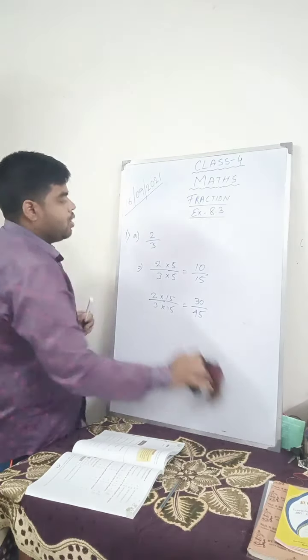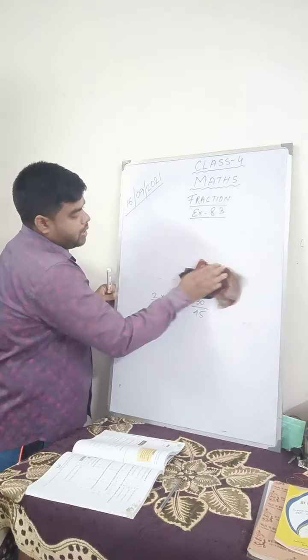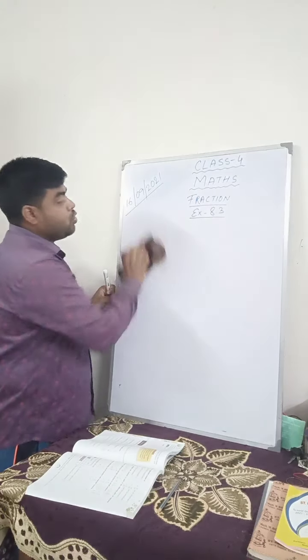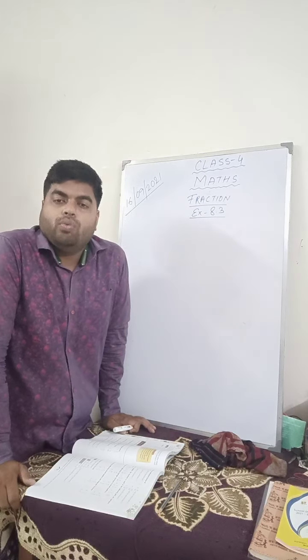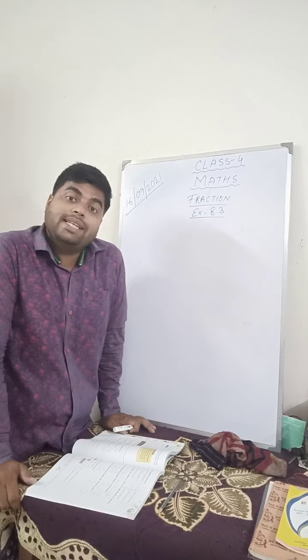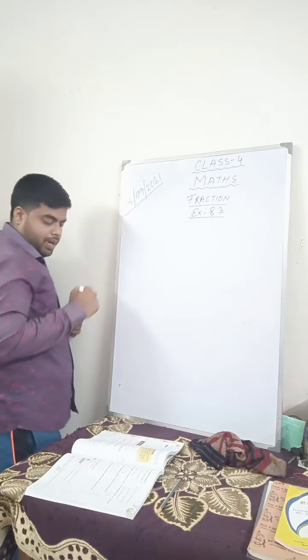Now, question number 2. In question number 2, they have said, find equivalent fraction by division. That means you have to divide. When you multiply, the fraction will become bigger. When you divide, the fraction will become smaller. So when you divide, you have to divide by the same number, as you do for multiplication.